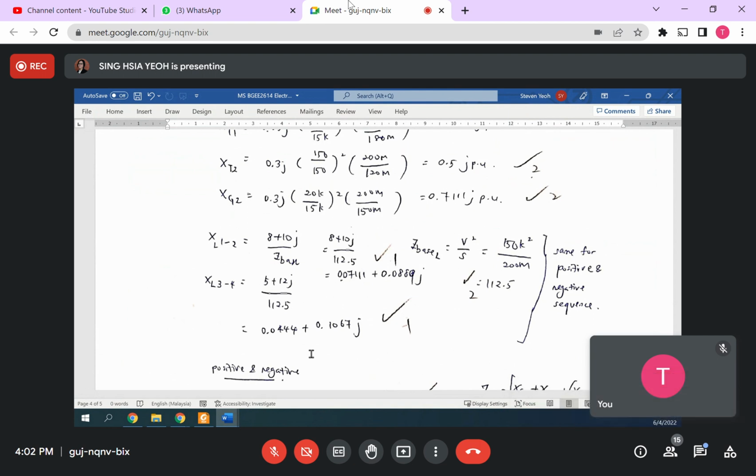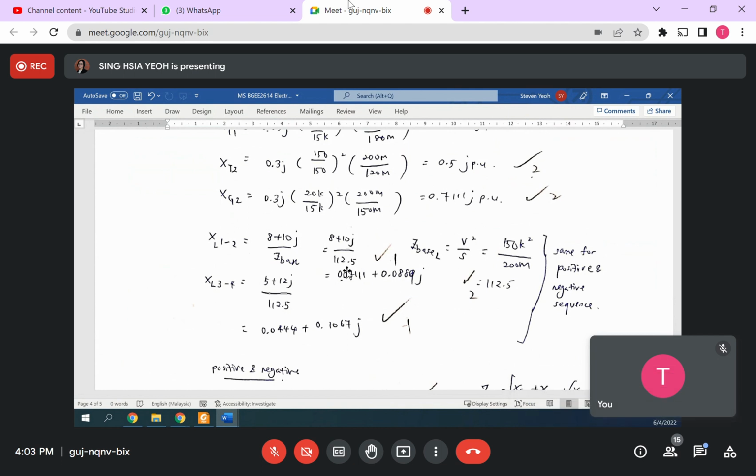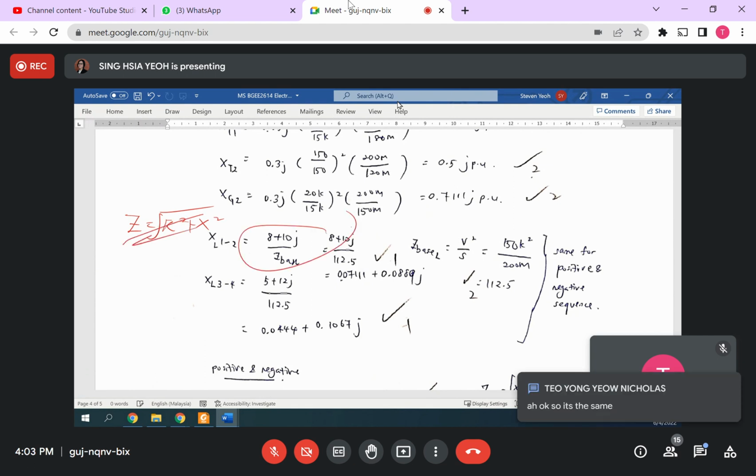No, that one is a percentage question, symmetrical for percentage question. The way of doing this one is a bit different, because here we straight away consider it in complex number format. In percentage questions there is also R, and they need to combine it: Z equals square root of R squared plus X squared. But here no need, you straight away use the complex number. Actually it's the same.